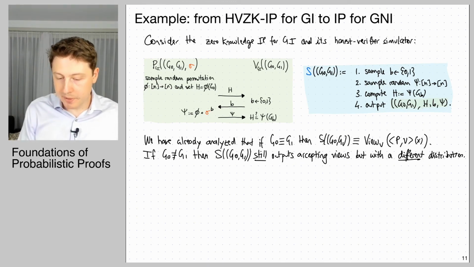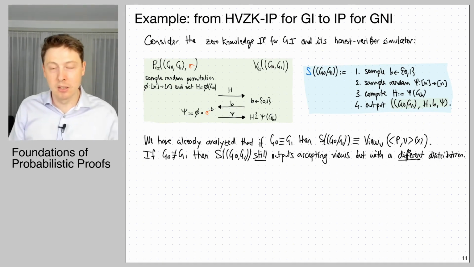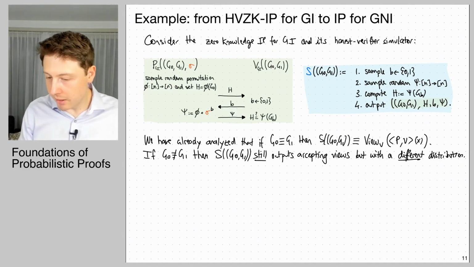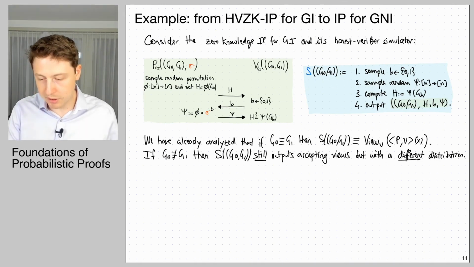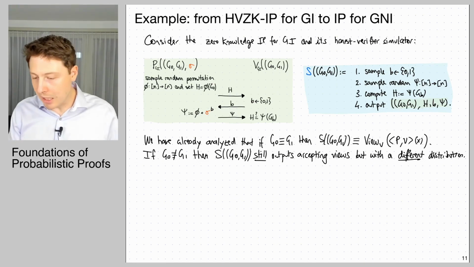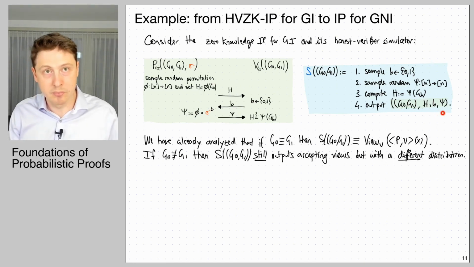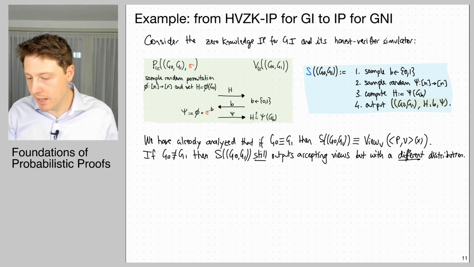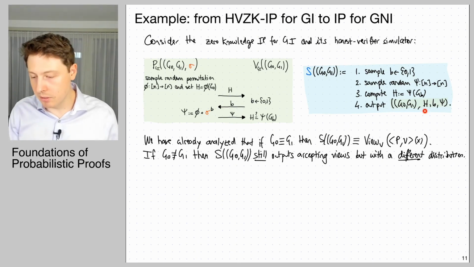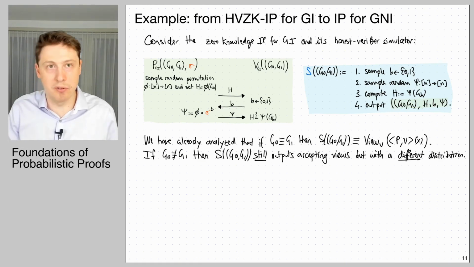But what would happen if we run this very same simulator on two graphs that are not isomorphic? Look, this algorithm will terminate. Okay, it really will terminate. In fact, it will output an accepting view. It really does, right? It outputs an accepting view. Just it has a funny distribution, right? It's not anymore the case that H is random from the isomorphism class of G0 and G1, because they're not isomorphic. So it will either be isomorphic to G0 or G1.